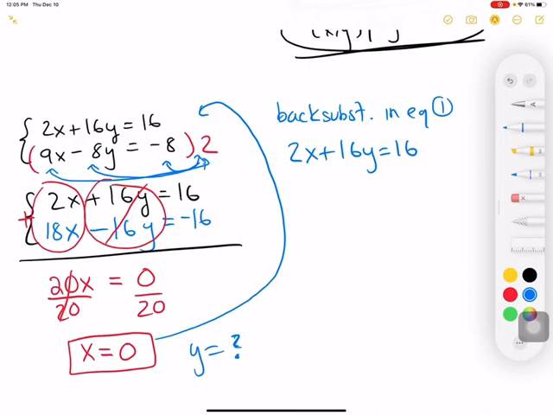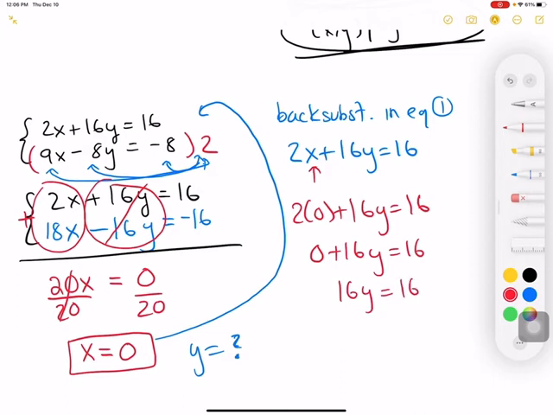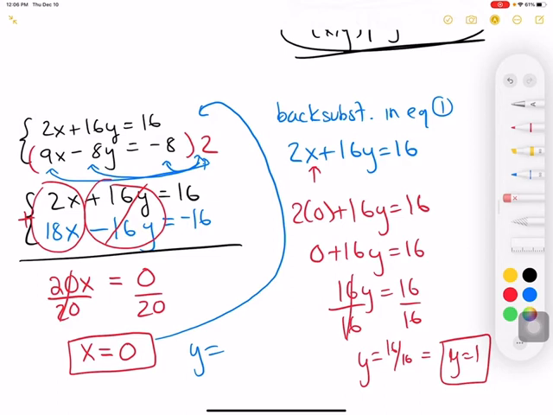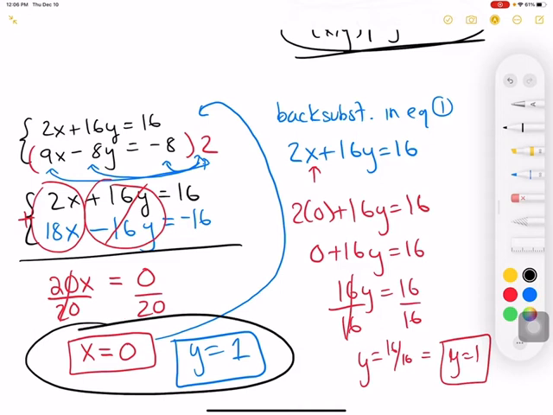Okay, so I'm going to substitute my value for x in the x's, and then I'm going to solve for y. So 2 times 0, that's going to be 0, plus 16y equals 16. So this is the same as 16y equals 16. Now I'm going to be dividing by 16 both sides. So y equals 16 divided by 16, which is the same as y equals 1. So it looks like my value for y is 1. So this is my solution for this system of equations.